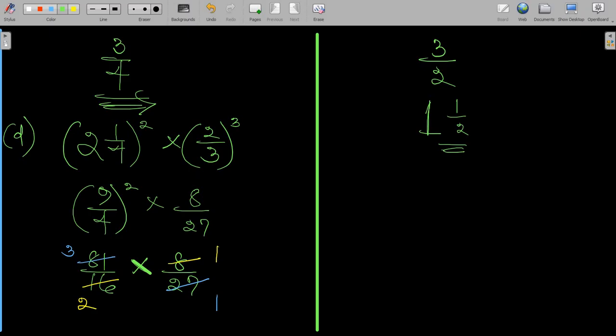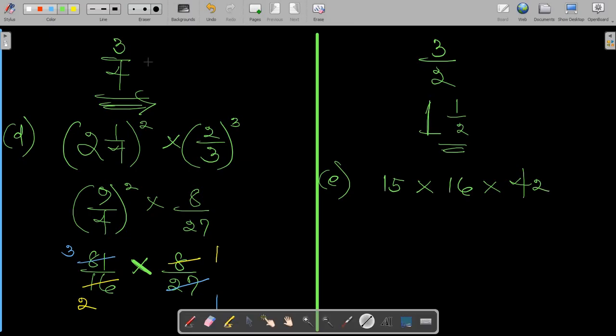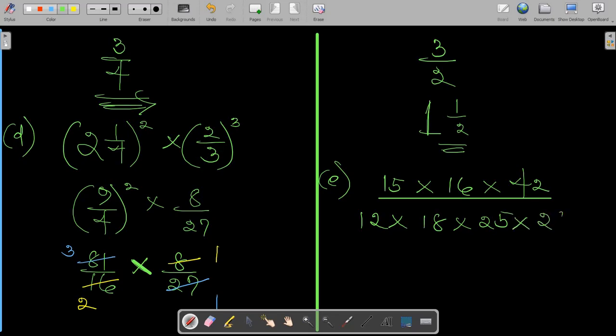Now let us move on to the 5th question in today's class. So let's say we are asked to find, let me just say 15 multiplied by 16, also multiplied by 42. Then let's divide the result by, let's say we are given something like this, 12 multiplied by 18 multiplied by 25. Let me add another one, that's 28. That is actually the question.